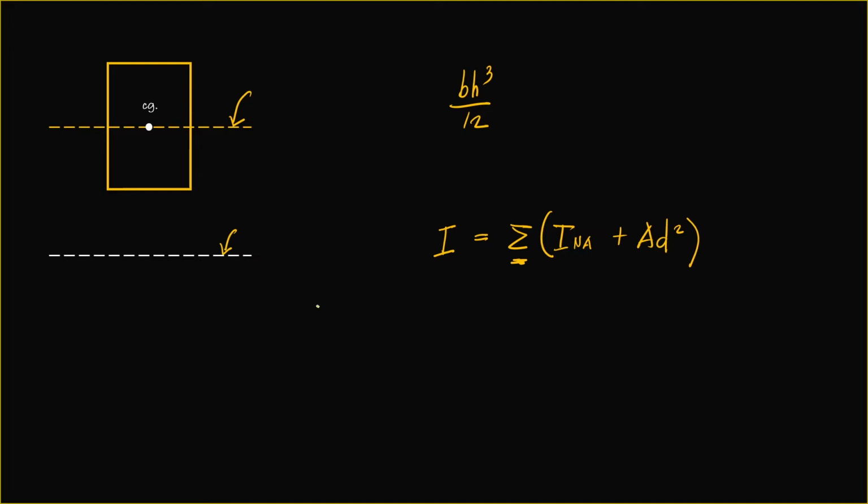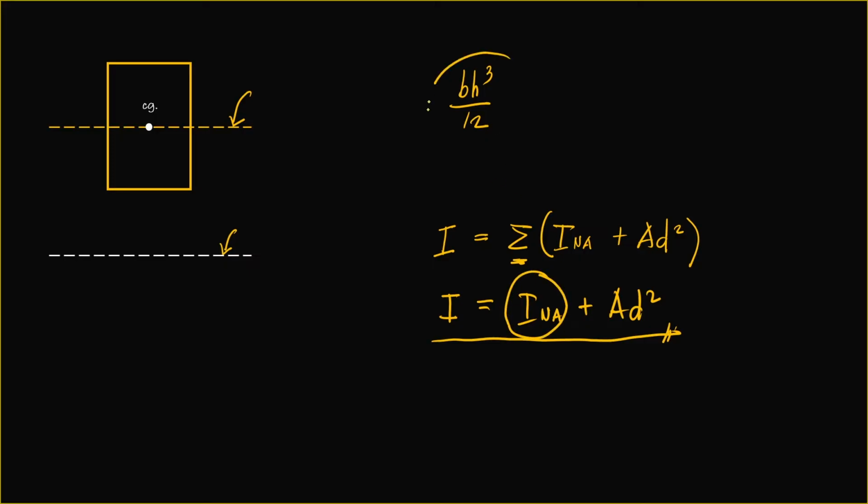Since this is just a single shape, a rectangle, the formula will be I is equal to I_NA plus AD squared. It is just one different formula, and this is the formula we will use. Your I_NA here is BH cubed over 12. The I_NA is the moment of inertia of the shape with respect to the neutral axis. That's why we call it I_NA, and NA stands for the neutral axis.